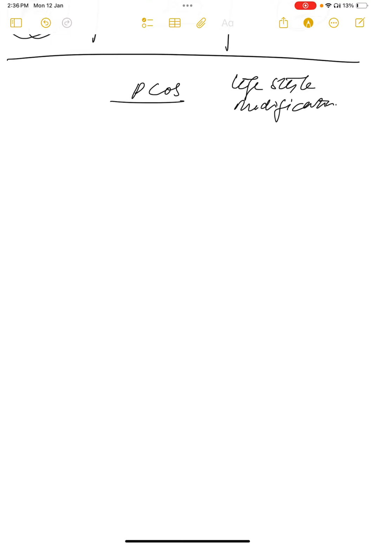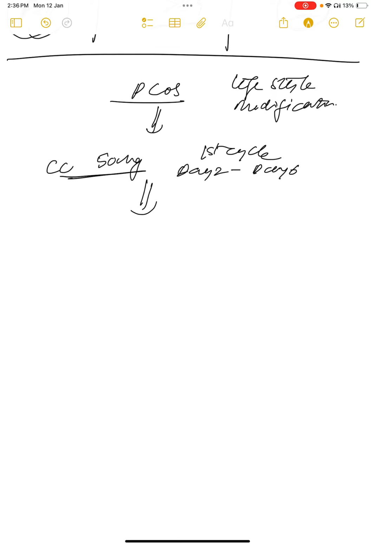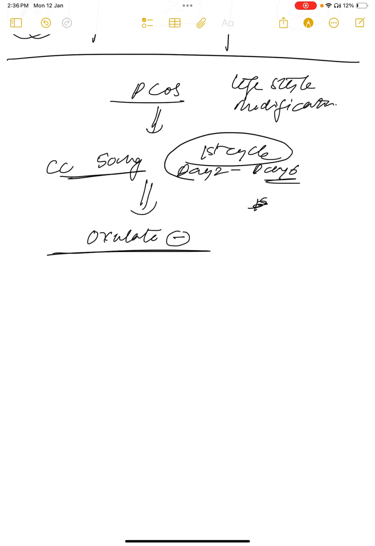Then you'll go for clomiphene citrate 50 milligram, which you'll give in the first cycle. When will you give it? Day 2 to day 6. If she's ovulating, it's okay. If she's not ovulating in that cycle, then this is the first cycle. Then in the second cycle, you'll give clomiphene citrate 100 milligram.